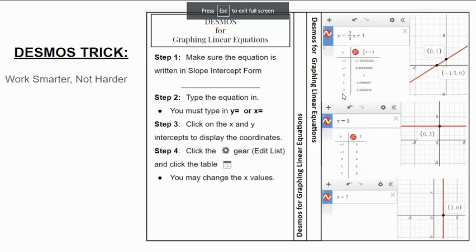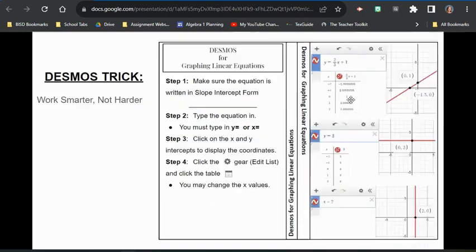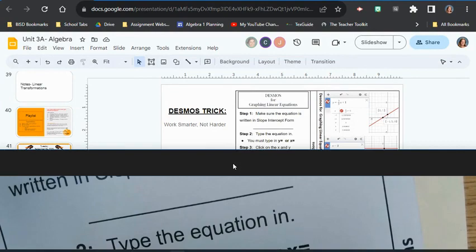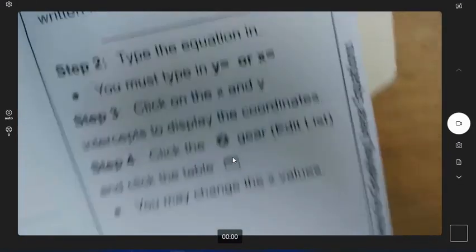So let's look at our notes on Desmos. Work smarter, not harder. These are all the tricks that you need to know in order to do well on tests, on assignments, and everything else. Yesterday, we talked about using our calculator to graph. Well, Desmos will graph for us also. So let's go ahead and look at our notes for today.